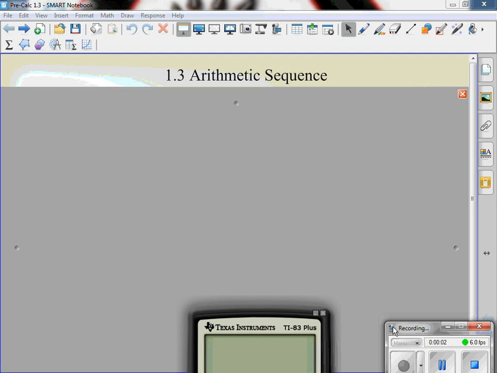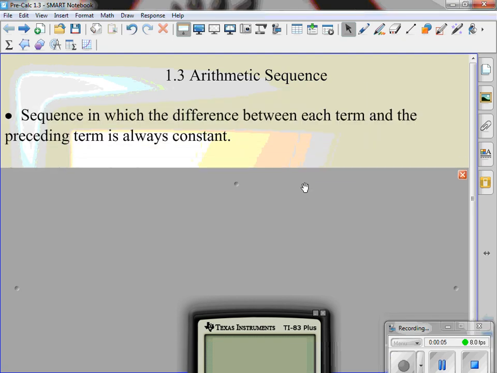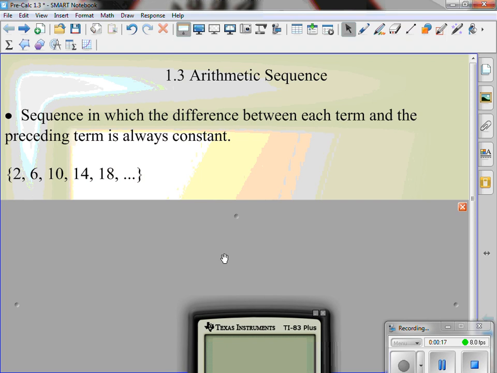1.3, arithmetic sequences. What an arithmetic sequence is. It is a sequence in which the difference between each term and the preceding term is always constant. I'll give you this sequence: 2, 6, 10, 14, 18, and so on.